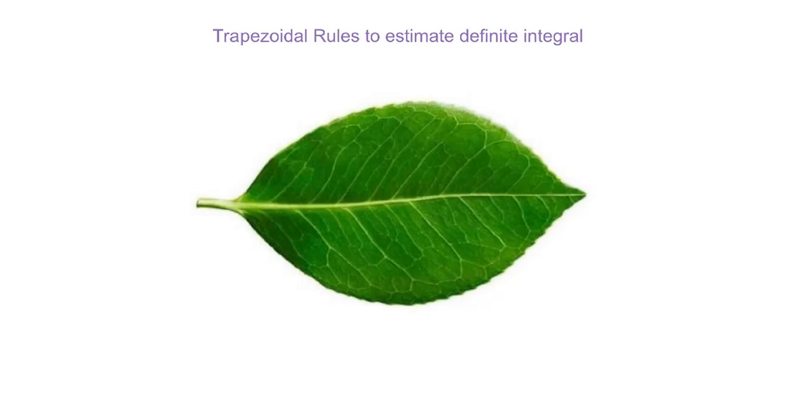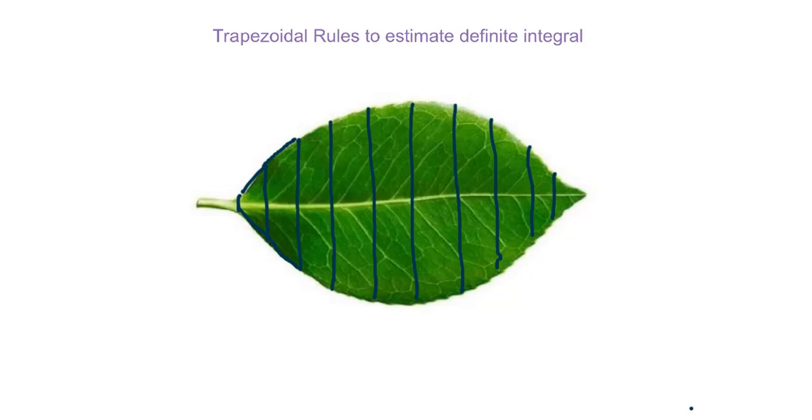This video is about trapezoidal rules to estimate a definite integral. Think about how to estimate the area of this leaf. We can make this leaf into many different parts like this. Then we can connect the points so that we can form a trapezoid like this.